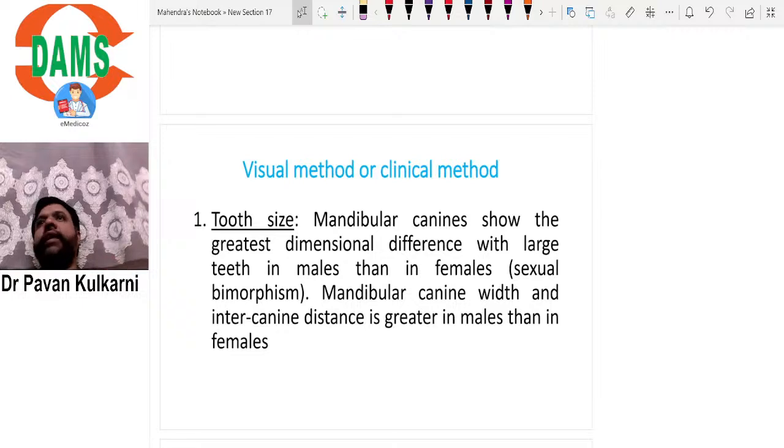So that's a very favorite MCQ that is asked: which is the tooth which is used for sexual dimorphism or gender determination? The answer should be mandibular canine. Mandibular canine exhibits the greatest dimensional difference between the males and the females. In the MCQ, they'll usually give you mandibular canine, maxillary canine, mandibular incisors, and maxillary incisors. Remember, mandibular canines have got the maximum dimensional difference between males and females.